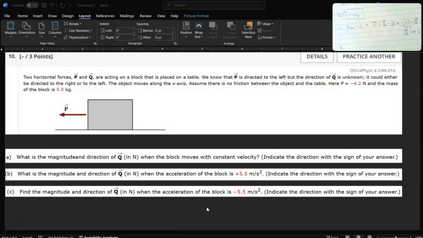The next one says, what is the magnitude and direction of Q when the acceleration of the block is positive 5.5 meters per second squared? Again, we have our net force equal to mass times acceleration. My mass is 5 kilograms and my acceleration is positive 5.5 meters per second squared. So my net force is going to be 5 times 5.5, which is 27.5.